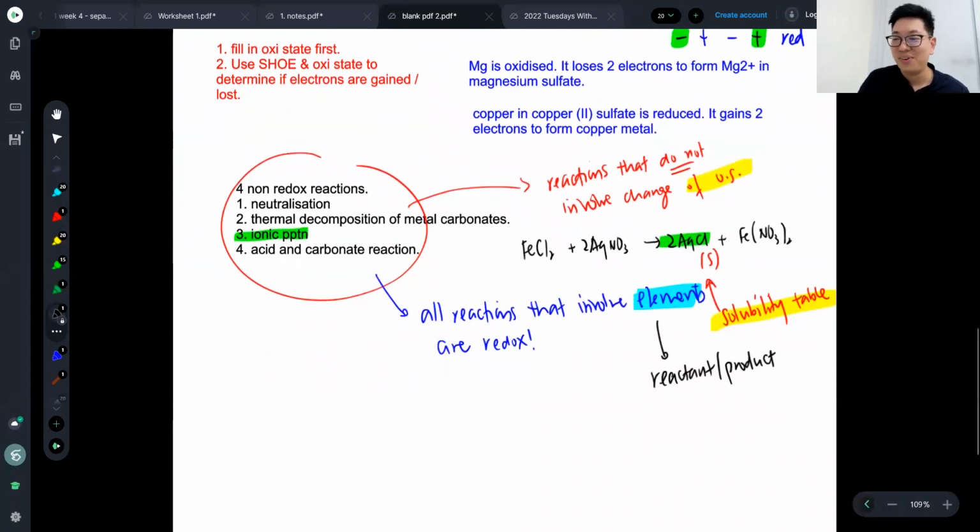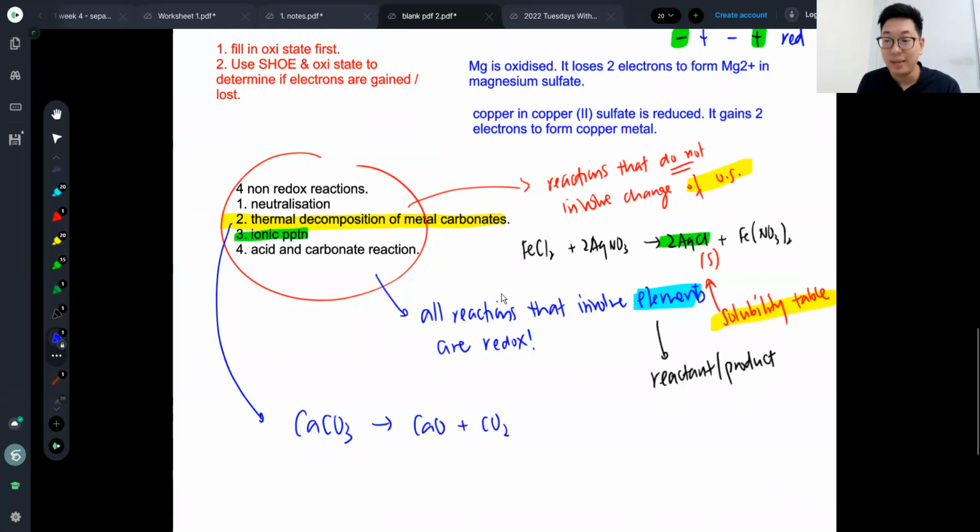The one who asked me about decomposition of metal carbonates: calcium carbonate in the blast furnace. You heat it up, it forms calcium oxide and carbon dioxide. This is thermal decomposition of metal carbonates.